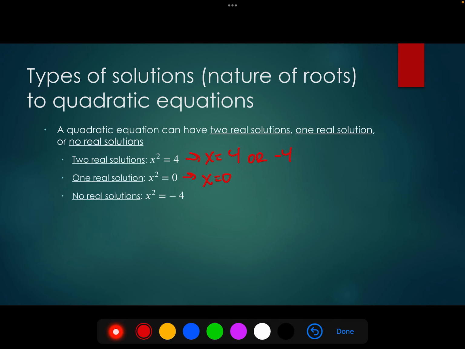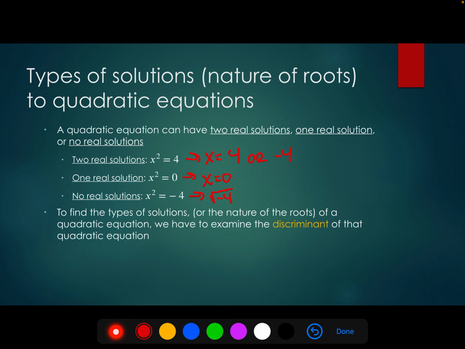And last, we have no real solutions, right? That's like x squared is equal to negative 4. And that's no real solutions because if we tried to solve this for x by taking the square root, we'd have to do the square root of negative 4. If you were to plug that into your calculator, you would get some error because there's no real solution to it. You can solve it by using what we call imaginary numbers, but we'll learn about that later on.